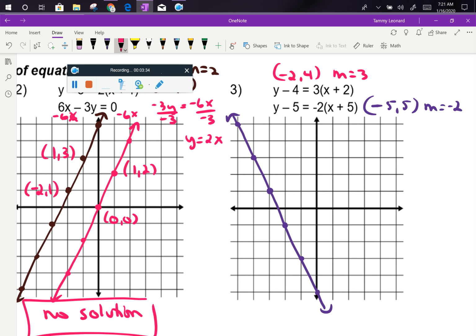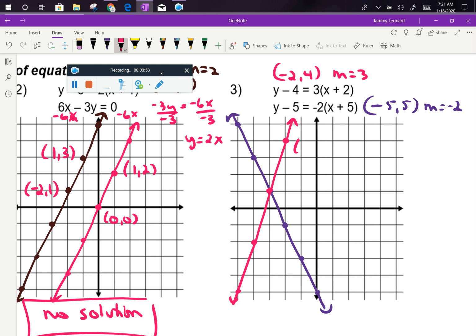And then for the other one, I'm starting at -2, +4, and I'm going up 3, right 1, which immediately takes me off the graph. So I'm going to turn around and go down 3, left 1, and I can see that I will run into that other line.